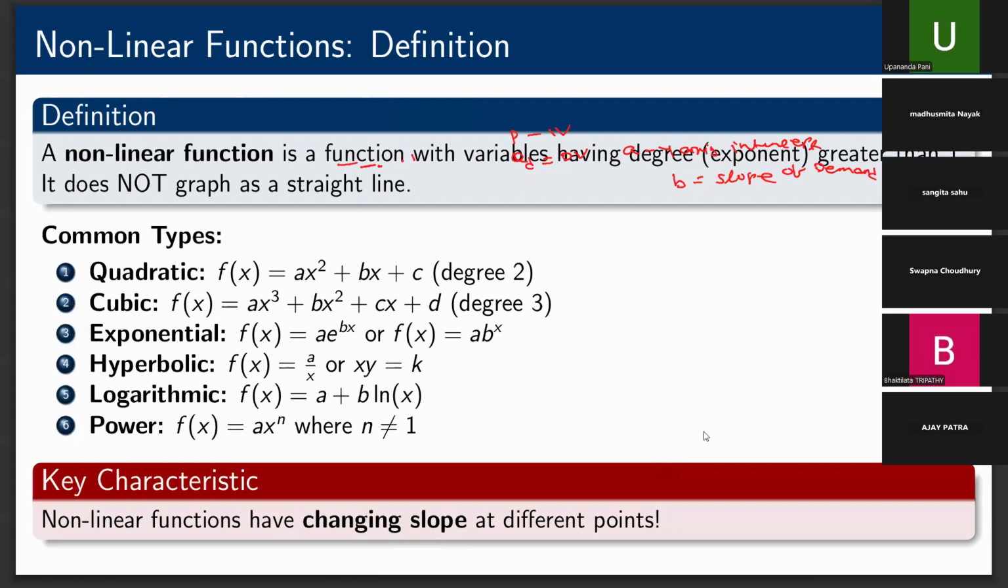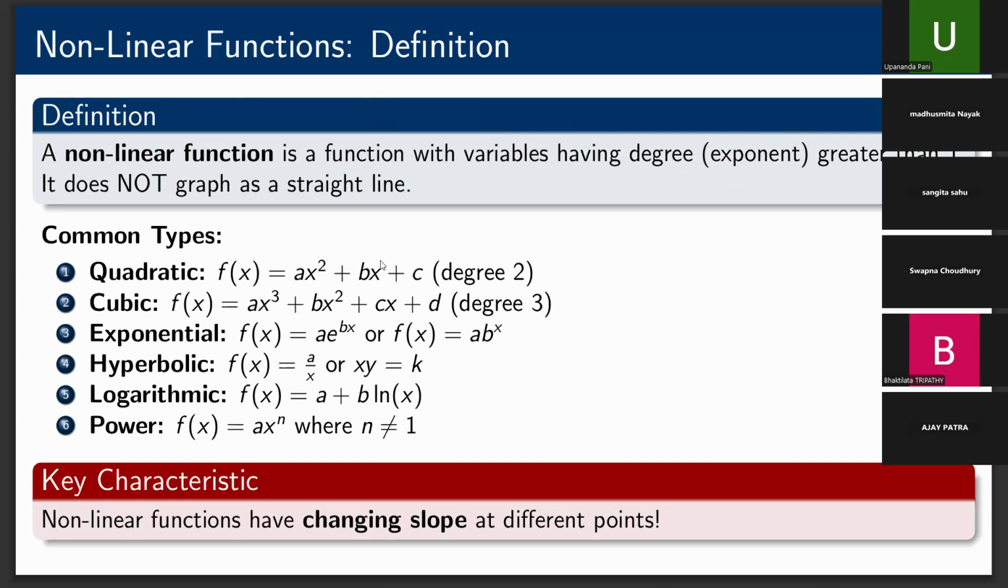What is a non-linear function? Where the degree of the independent variable is not equal to 1, that becomes a non-linear function. In a quadratic equation, the degree equals 2. In a cubic equation, the highest degree equals 3. Look at the highest degree. In different terms, for example, in the quadratic equation, ax squared has power 2, whereas bx has power 1. So we do not look at the minimum power, we look at the maximum power.